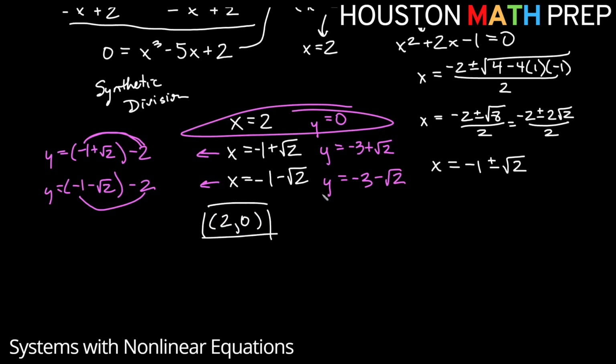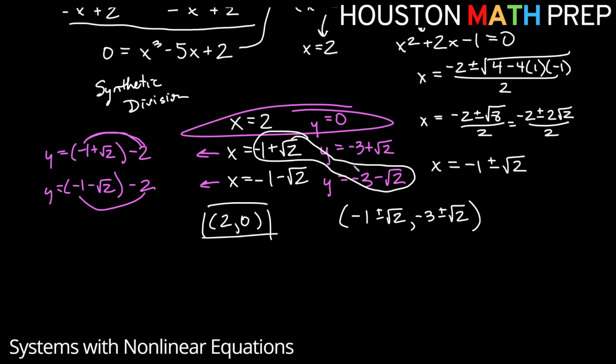What we don't want to do is go in and say negative 1 plus or minus root 2 are some x possibilities, and it looks like negative 3 plus or minus root 2 are some possibilities for y. If we write it that way, we don't want to do that. Think about what that's saying. That says any combo of these two with any combo of these two will be a solution. And that's not true. These two do not go together, and these two do not go together.